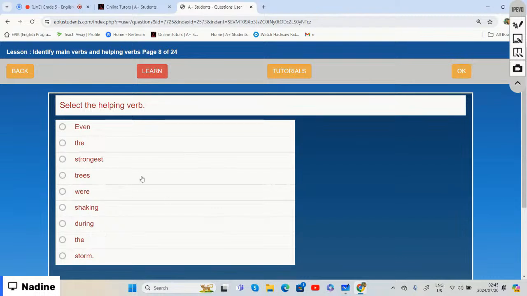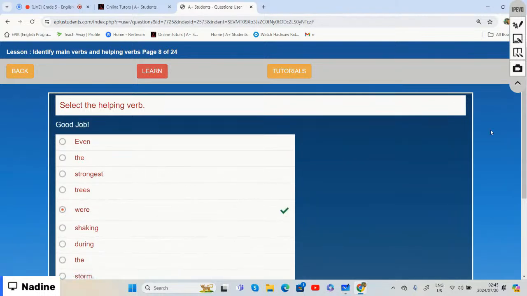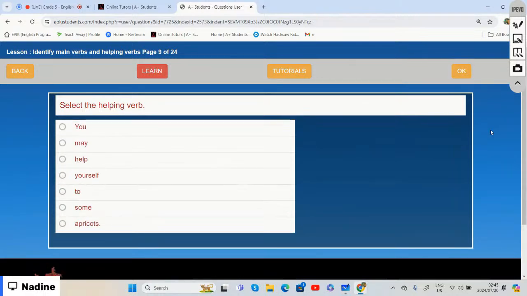So they say that we need to select the helping verb. Even the strongest trees were shaking. So which means that we will select our helping verb and we will say it is were. Because shaking is our main verb. So were is our helping verb that helps our main verb, which is shaking. All right, let's do the last one.